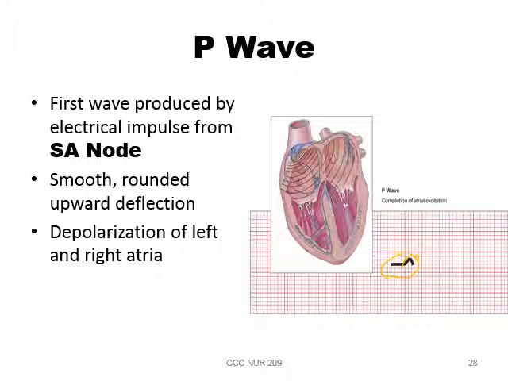Now remember, this P wave represents depolarization of the left and right atrium. Also remember that these electrical impulses that we're seeing do not represent mechanical activity of the heart. You actually can have electrical activity in the heart without having mechanical activity in the heart. So understand, this is just looking at the electrical system of the heart, not the mechanical system of the heart.